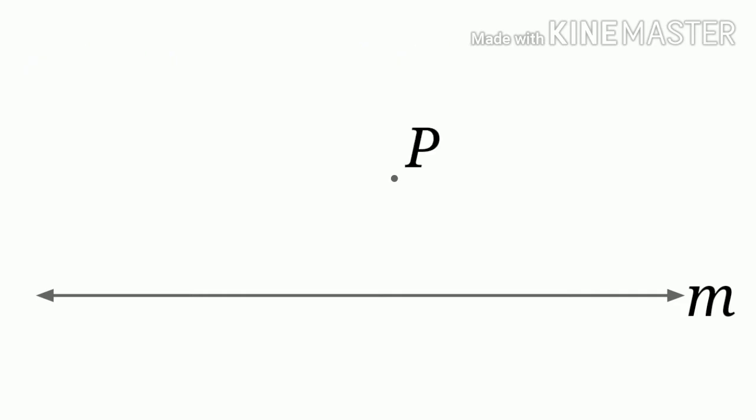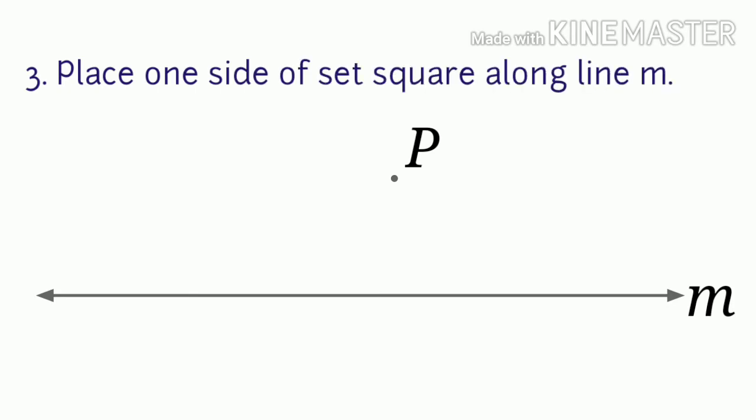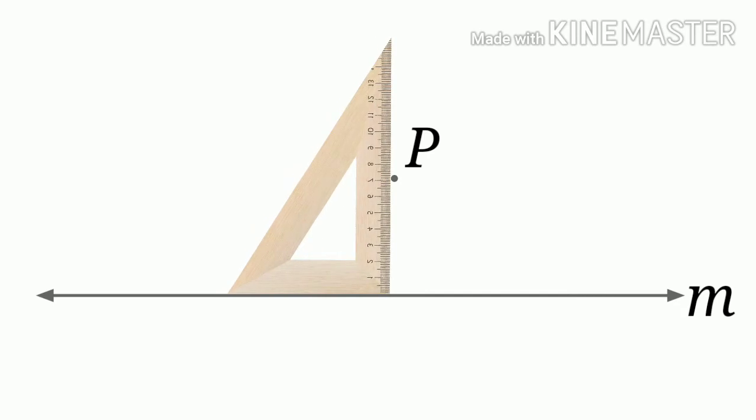Okay. Next step is place one side of the set square containing the right angle along line M. Now we use the set square. One of the edges of this set square will lie on the line M and the other edge of the set square will touch the point P. You can see that one of the edges is on the line and the other edge is touching the point.